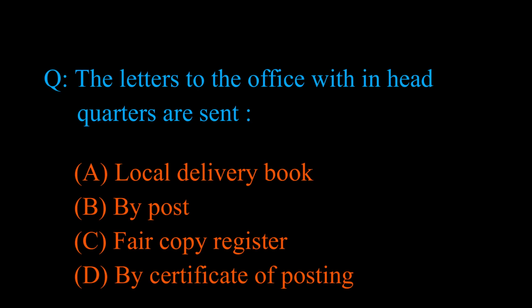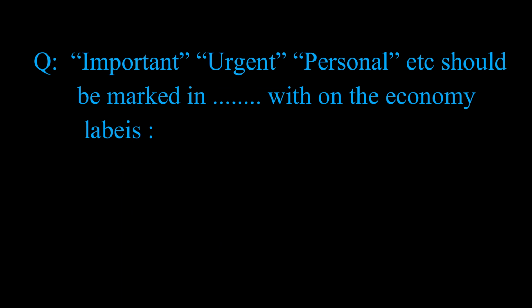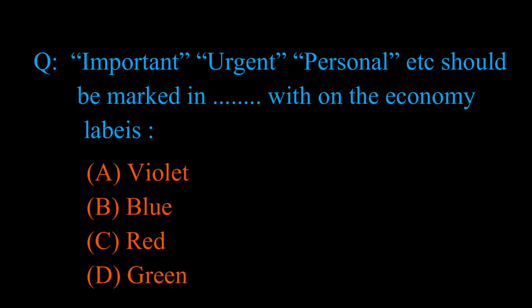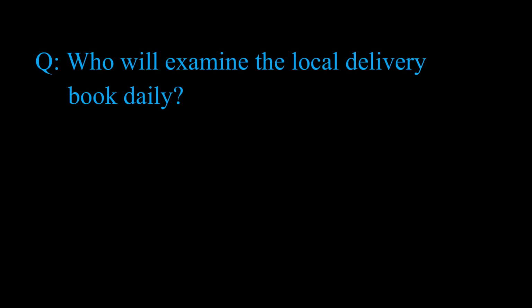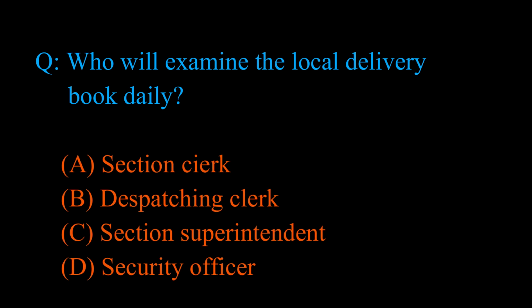The letters to the offices within headquarters are sent through the A. Local delivery book. Important, urgent, personal, etc. should be marked in dash with on the economy slip. C. Red. Who will examine the local delivery book daily? B. Dispatching clerk.